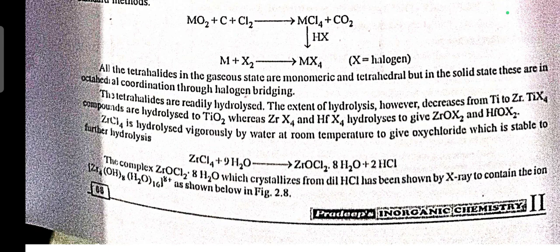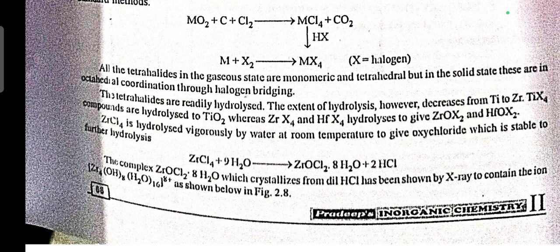The extent of hydrolysis, however, decreases from titanium to zirconium. TiX4 compounds are hydrolyzed to TiO2, whereas ZrX4 and HfX4 are hydrolyzed to give ZrOX2 and HfOX2. ZrCl4 is hydrolyzed vigorously by water at room temperature to give the oxychloride, which is stable to further hydrolysis. ZrCl4 plus 9H2O gives ZrOCl2·8H2O plus 2HCl.